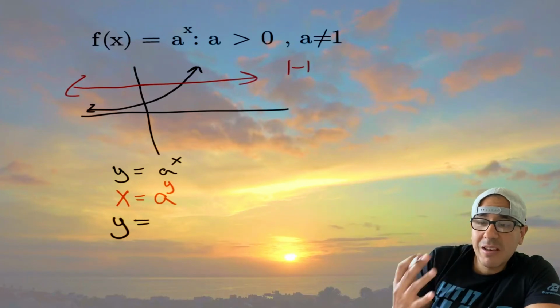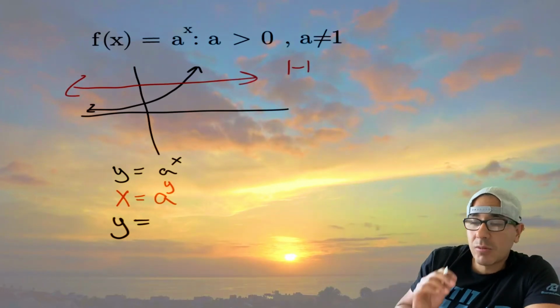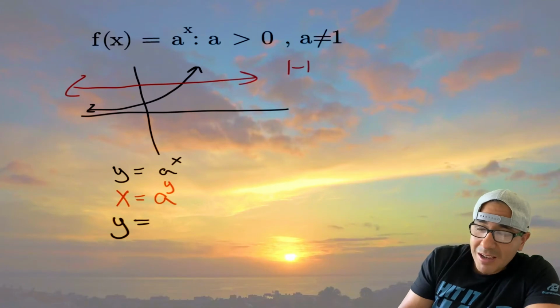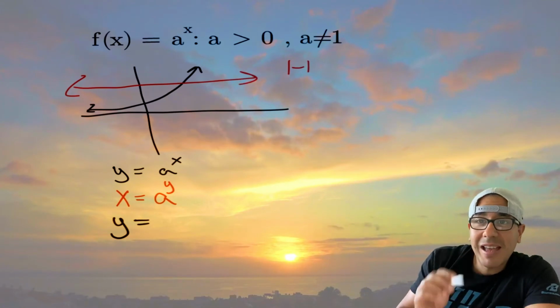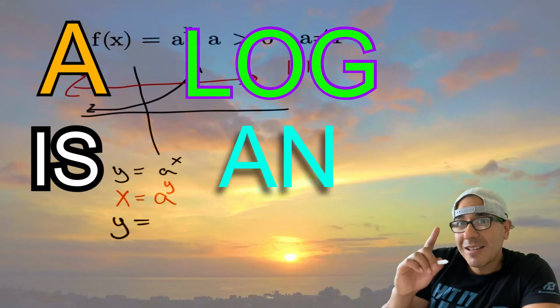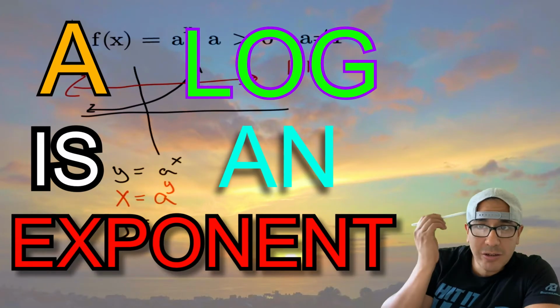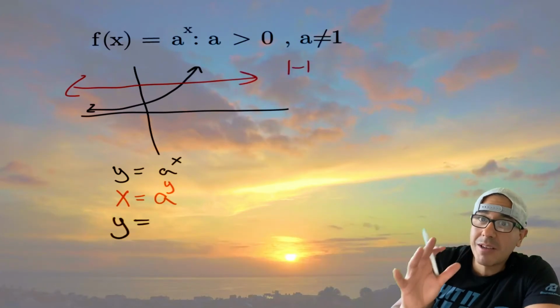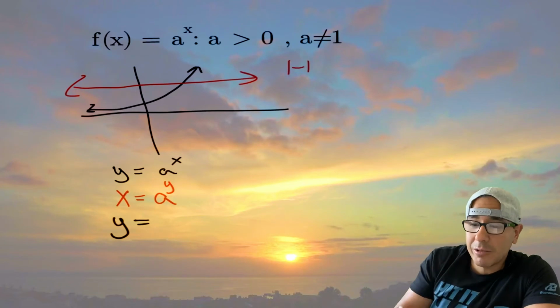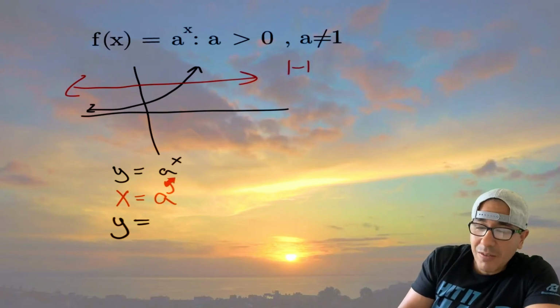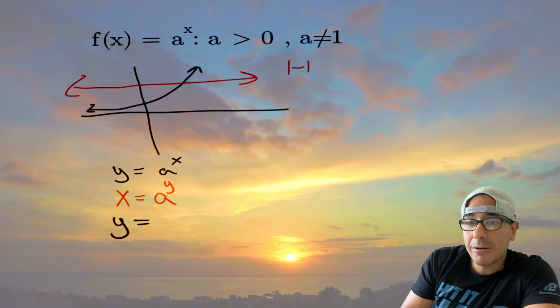What I want you to really understand is that this logarithmic function is the inverse of an exponential function, because a log represents an exponent. A log is an exponent, right? So make sure you tell yourself that a log represents an exponent. That's what we're really trying to find: the value of this exponent right here.